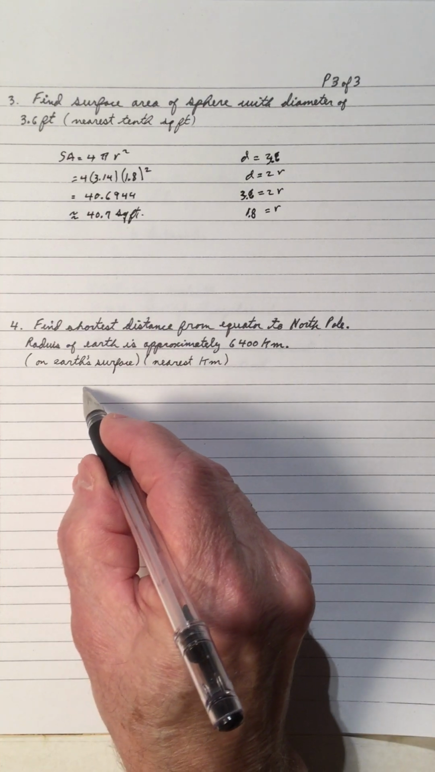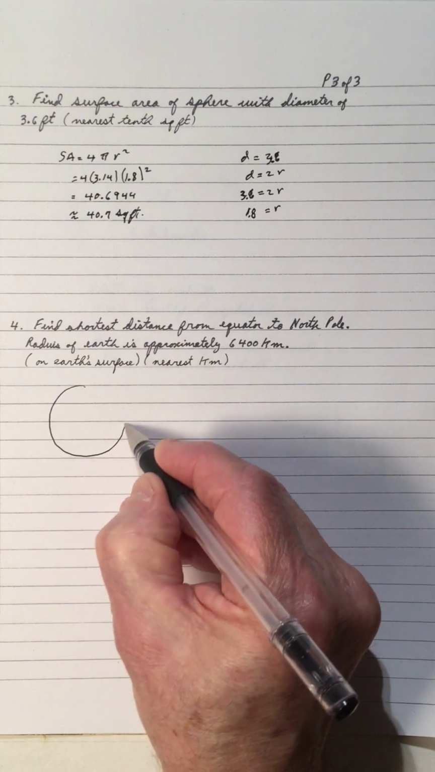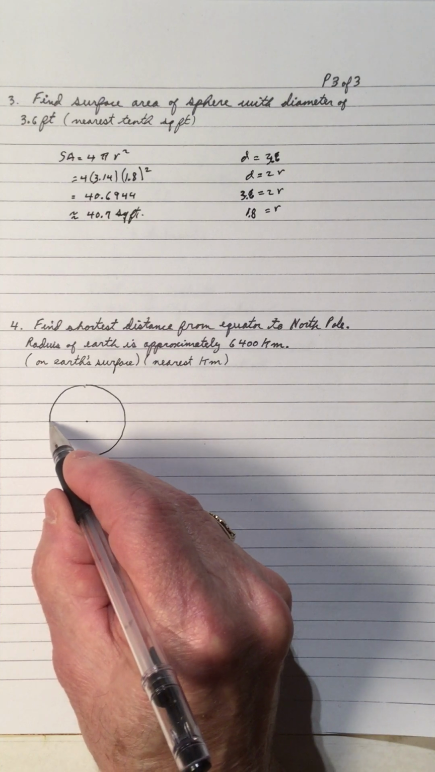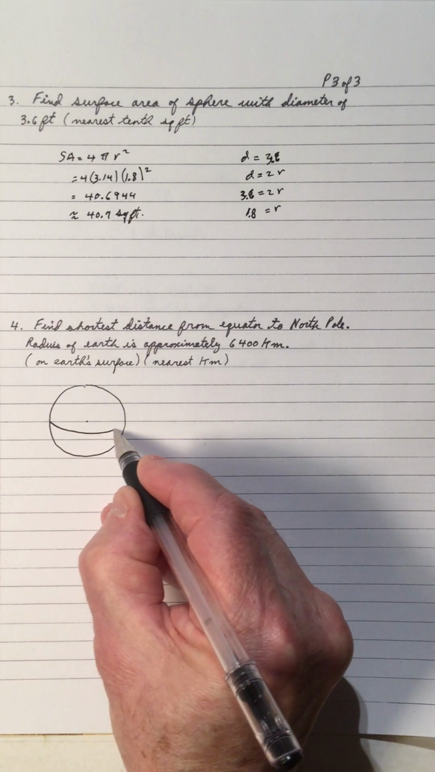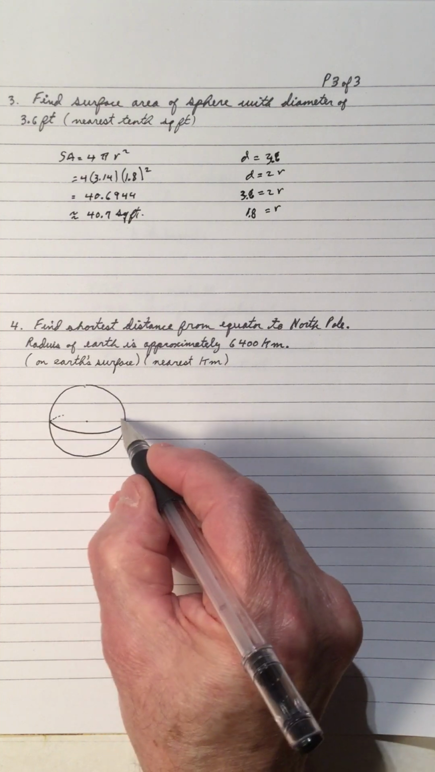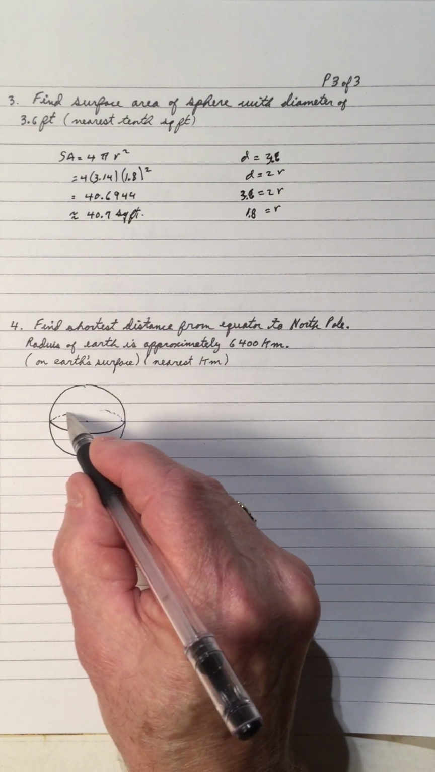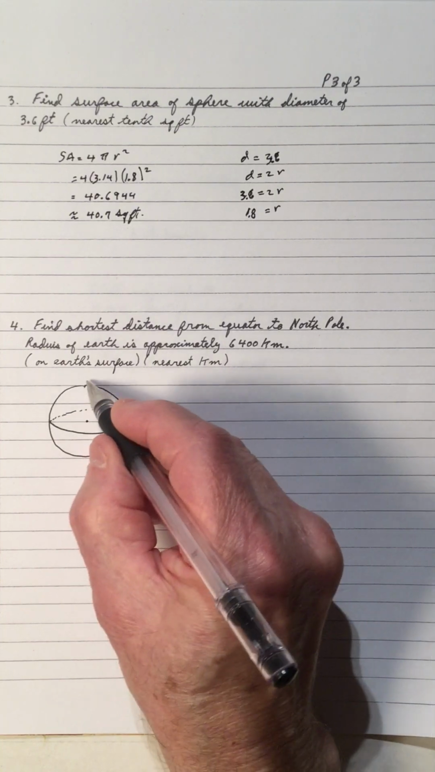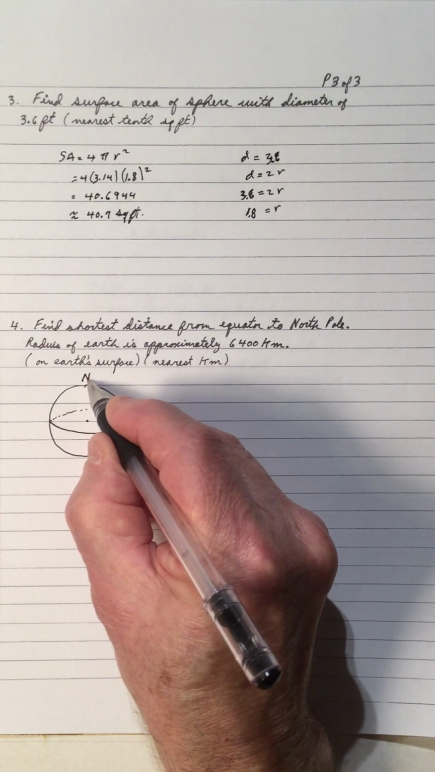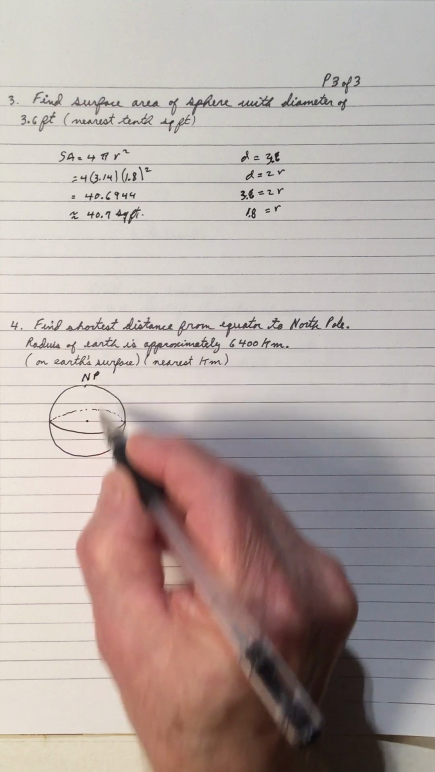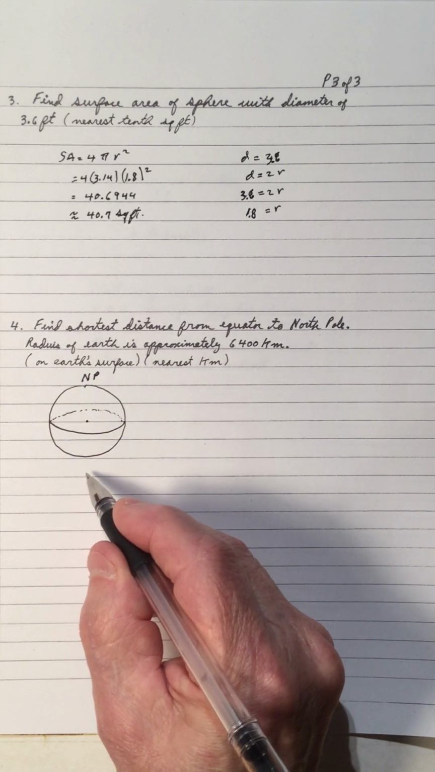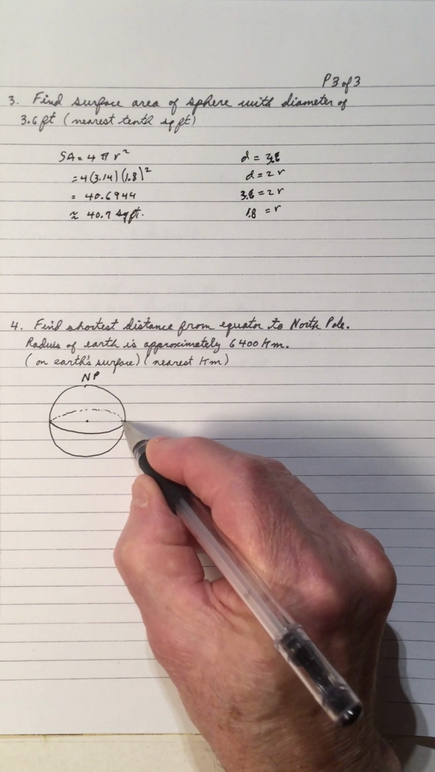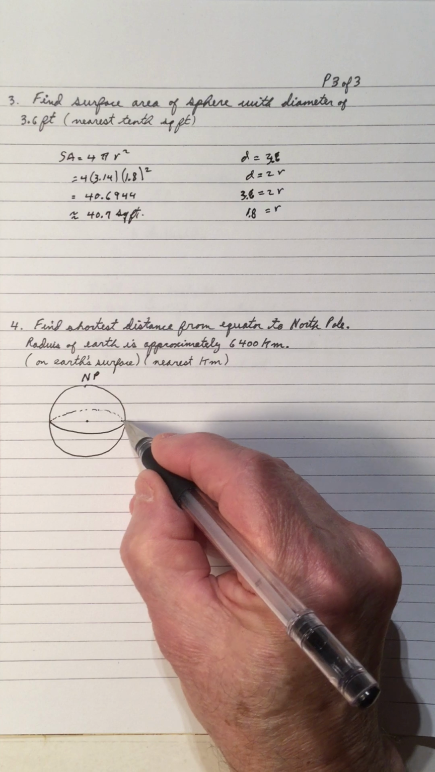Well, let's draw a sphere and let's see what we have. The sphere is like a ball, and this is the center of the sphere. What I'm now drawing is the equator that goes around. Okay, so the North Pole is up here, and the South Pole is down here. But we want to find the distance on the surface of the Earth from the equator, which is right here, to the North Pole.